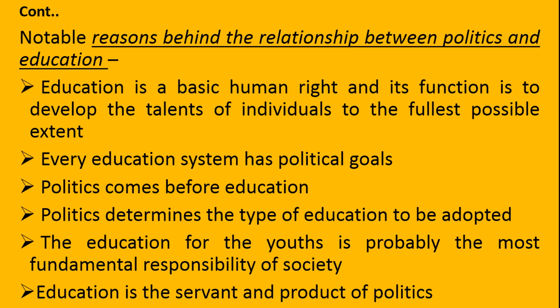Next is politics comes before education. The framework of education, cost of education, what type of education will be adopted, financial background of the education, everything is set up or determined by politics. Okay, so that's why politics comes before education. Politics determines the type of education to be adopted in our society. The education for the youths is probably the most fundamental responsibility of society, which is served by politics. Education is the servant and product of politics. So these are the reasons behind the interrelationship between politics and education.